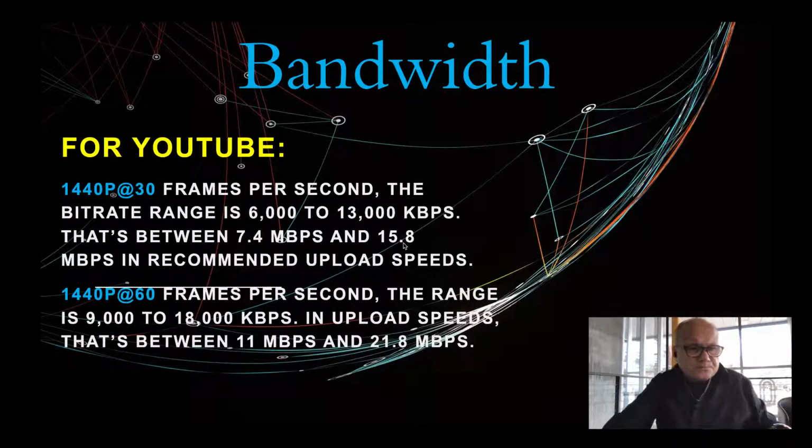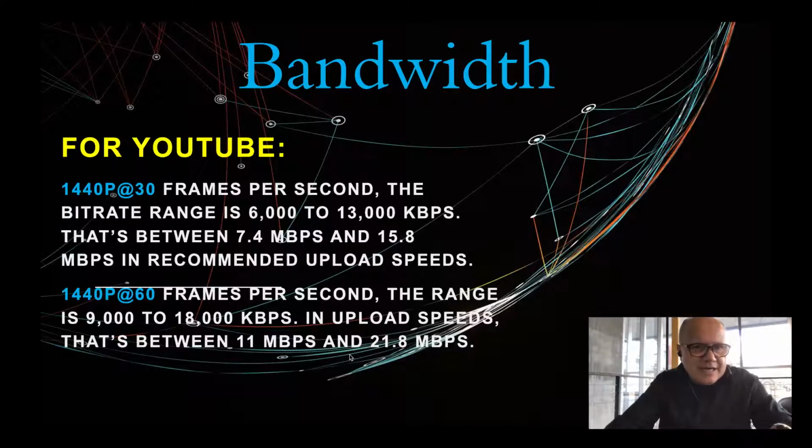So let's look at the 2K. Here we go on the bottom: 2K at 60 frames per second. Now look at this. It jumps up from 11 megabits per second to 21 megabits per second. That's what you need, because of the frame rate. The range is between 9,000 and 18,000 kilobits per second, and this is the requirement that YouTube has for you to be able to support a 2K stream.